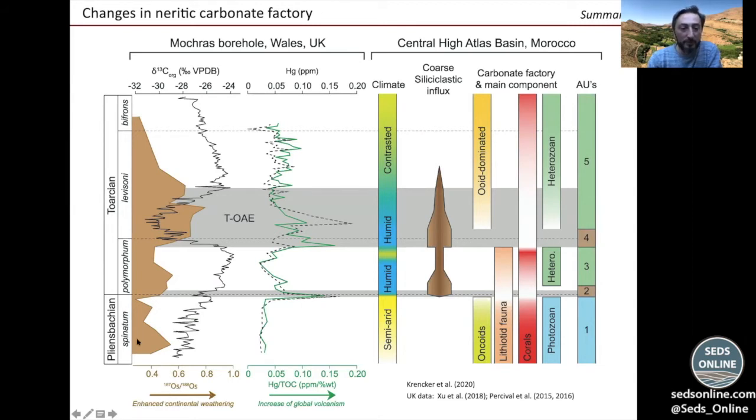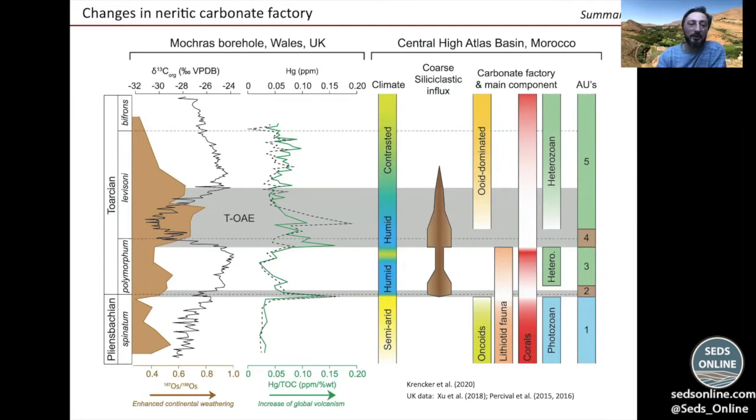If you look at osmium isotopes here, you can also see that there is a global increase of continental weathering, and that's also clearly something that we see here in Morocco with these two pulses of siliciclastic influx in the central High Atlas. So the lithiotid fauna, as I said, disappear at the onset of the TOE. And what is most striking in Morocco is this switch from a photozoan-dominated carbonate factory in the Pliensbachian, and then after that, into a heterozoan-dominated type of carbonate factory.